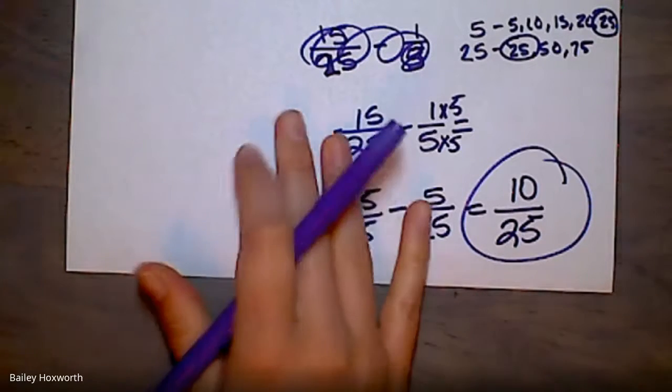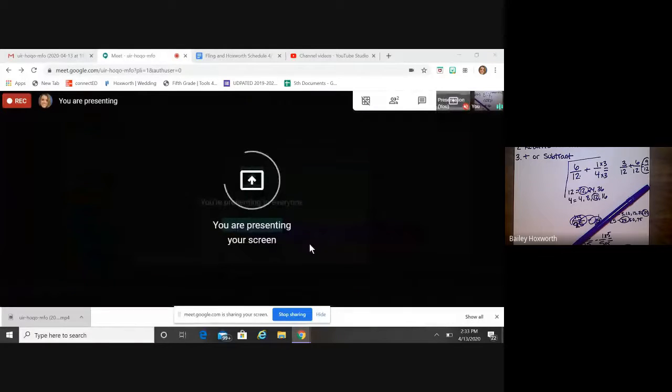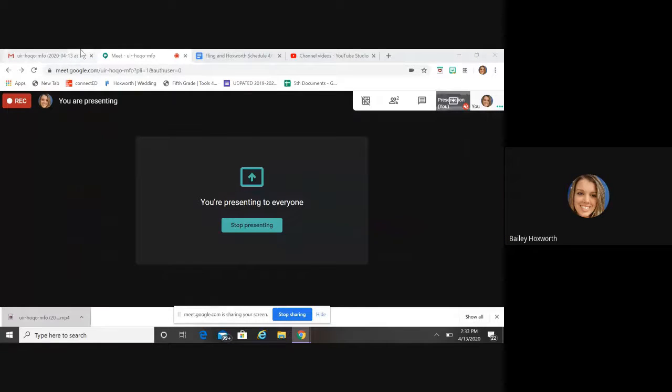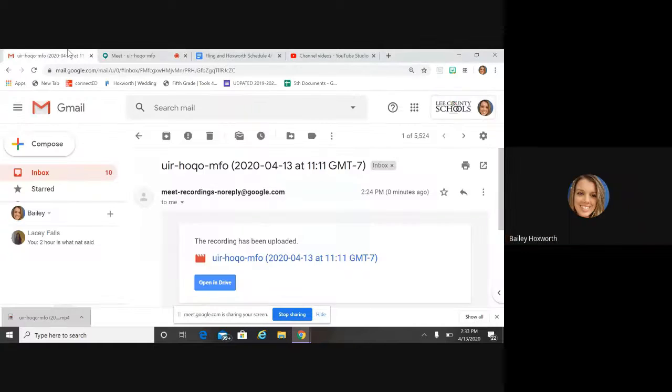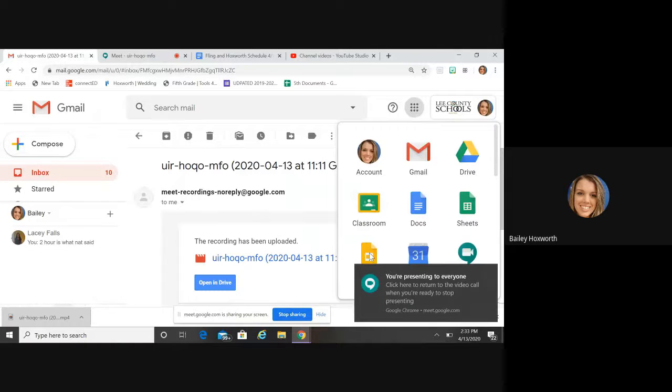So now what you need to do, you need to head to that Google document, or that Google slide we've been working on. Remember how to get to it? Email or go to Google, click your 9 little dots, hit slide.